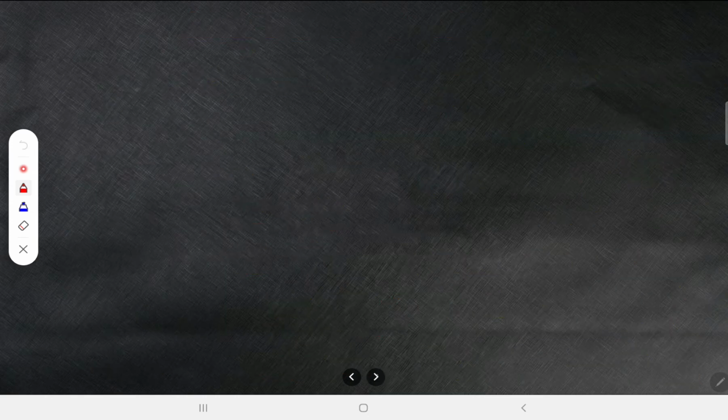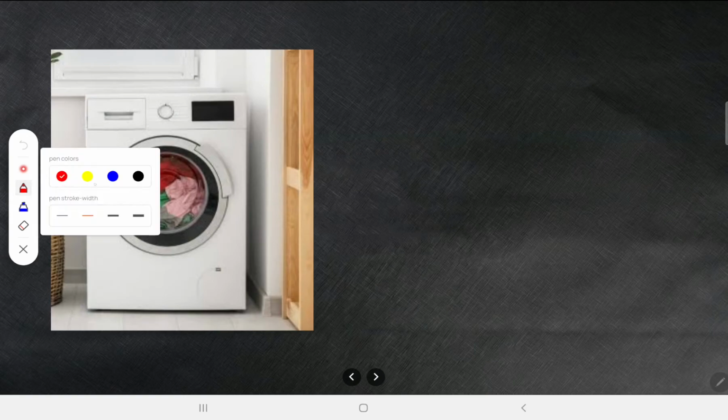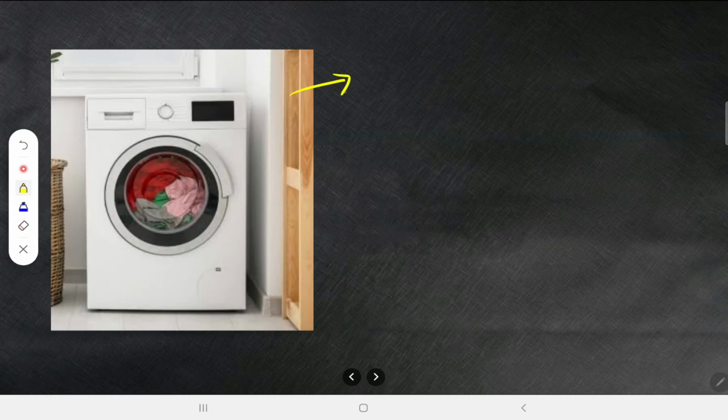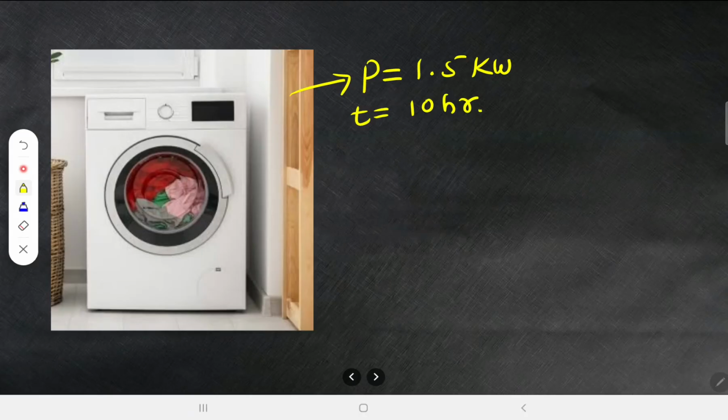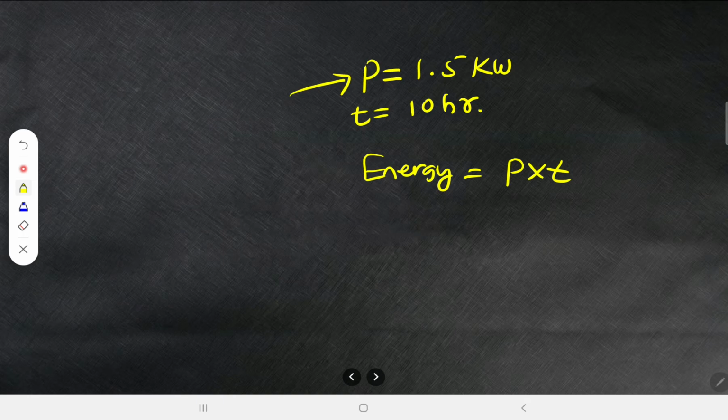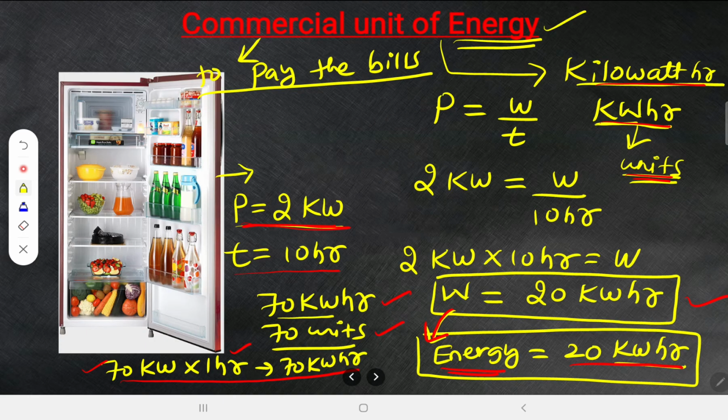Okay, let us take one more example of this washing machine so that it becomes quite clear. Let us assume the power rating of this washing machine is 1.5 kilowatt, and we used it for 10 hours. Now how much energy will it consume? Tell me. Energy is equal to, what is the formula? Just now I told you, right? Energy is equal to power into time. Indirectly I have told you that.